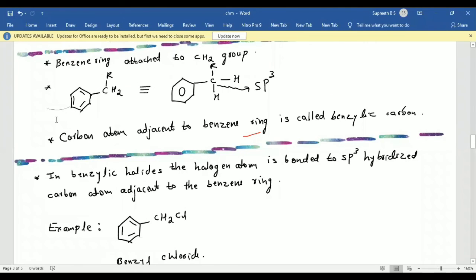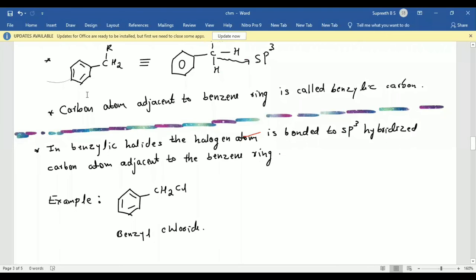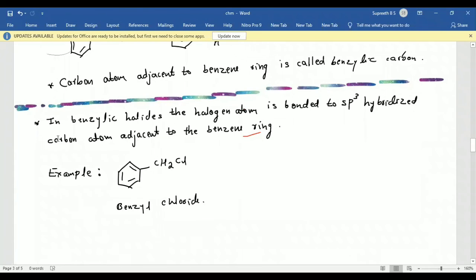So remember what benzylic groups are. Benzylic groups are nothing but the carbon atom adjacent to the benzene ring is called the benzylic carbon. How to identify the benzylic carbon? The carbon atom must be sp3 hybridized, that is directly attached to the benzene ring. If an sp3 hybridized carbon atom is directly attached to the benzene ring, that carbon is called the benzylic carbon. Next, the definition of benzylic halides: in benzylic halides the halogen atom is bonded to an sp3 hybridized carbon atom adjacent to the benzene ring.